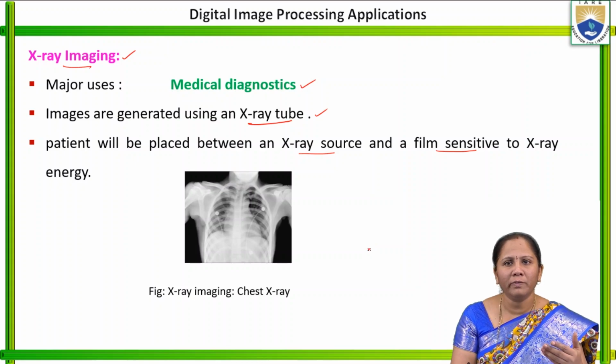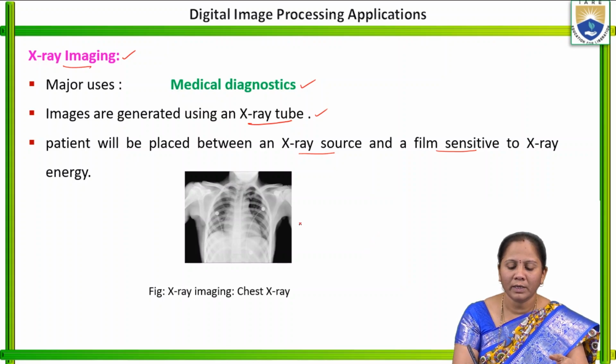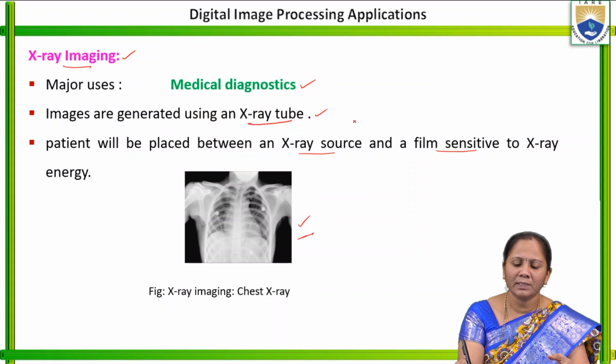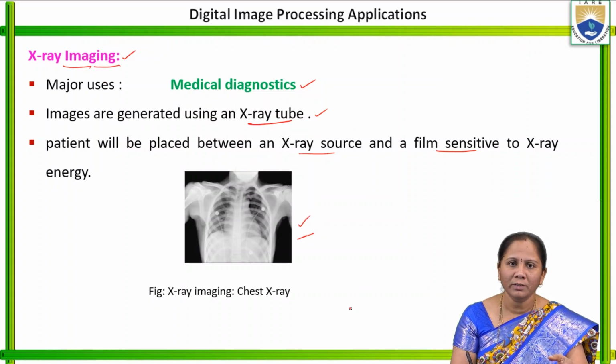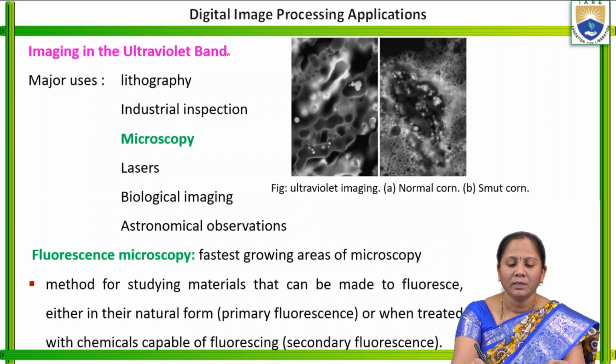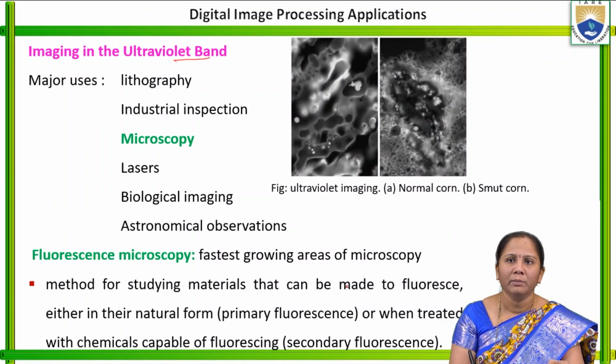As the intensity of the rays is increased to a particular level, the image will be captured with high quality. This is an example image captured by using X-ray imaging, and this is an image of a chest X-ray. The next application is in the ultraviolet band.